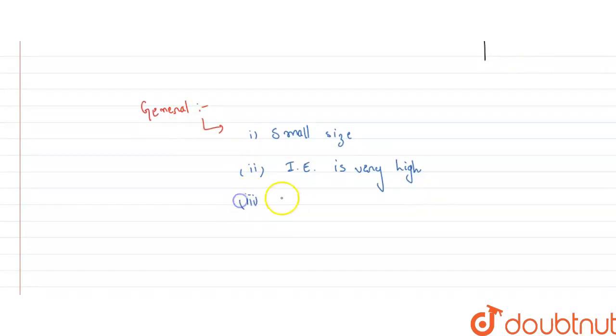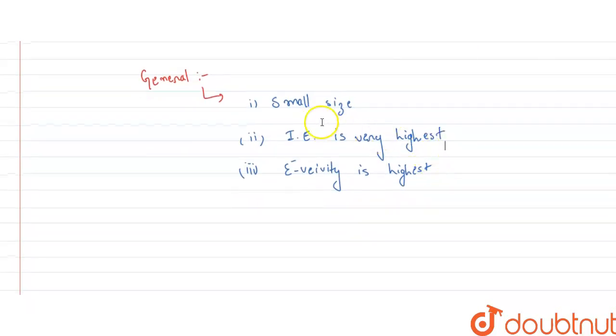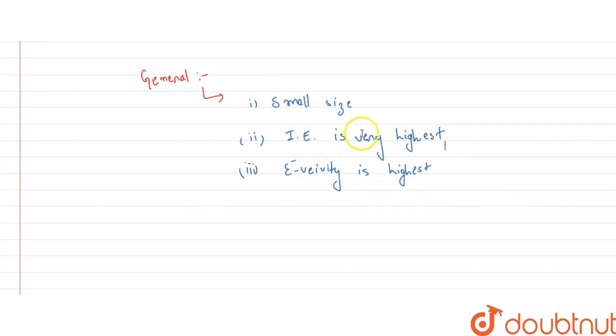Third can be that they are more electronegative. So electronegativity is high. It is the highest. In fact, the ionization energy is also highest. I'm writing this for the group. So in the group, they are having highest ionization enthalpy, and electronegativity is also highest. Then they don't have any vacant d orbital, so no vacant d orbital.